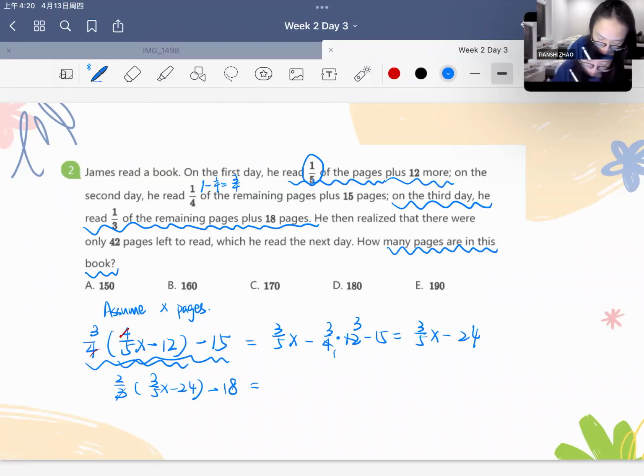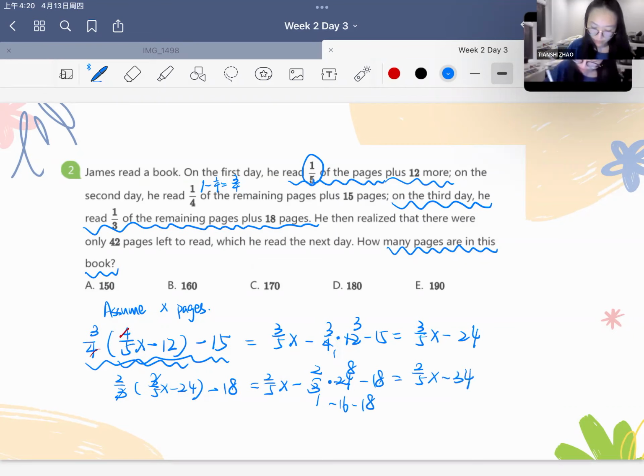Here we do the calculation. So it's 2/5x and then 2/3 times 24 and minus 18. So it's 2/5x and then minus 16 minus 18, so it's minus 34. So after the third day of reading, he has this amount of pages left. And the question also tells us that the number of pages left to read is 42. So we can set up an equation ourselves: 2/5x minus 34 equals 42.